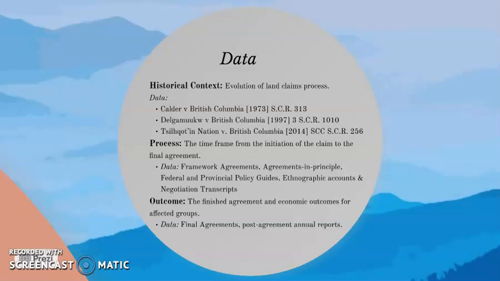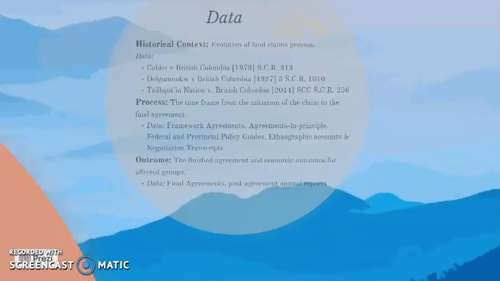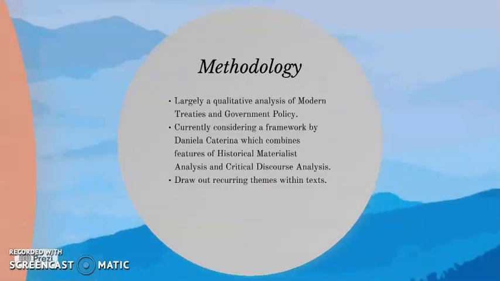Finally, there are the outcomes, and this is the finished agreement and economic outcomes for affected groups. So this would be final agreements and post-agreement annual reports. For methodology, I plan to do largely a qualitative analysis of modern treaties and government policy, and I'm looking at doing this by combining features of historical materialist policy analysis and critical discourse analysis. So there is a scholar who has implemented a framework I'm planning on imitating. However, I am going to consult texts that focus on each one on their own, and I will adjust if necessary. And of course, I'm planning to draw out the recurring themes within these texts.